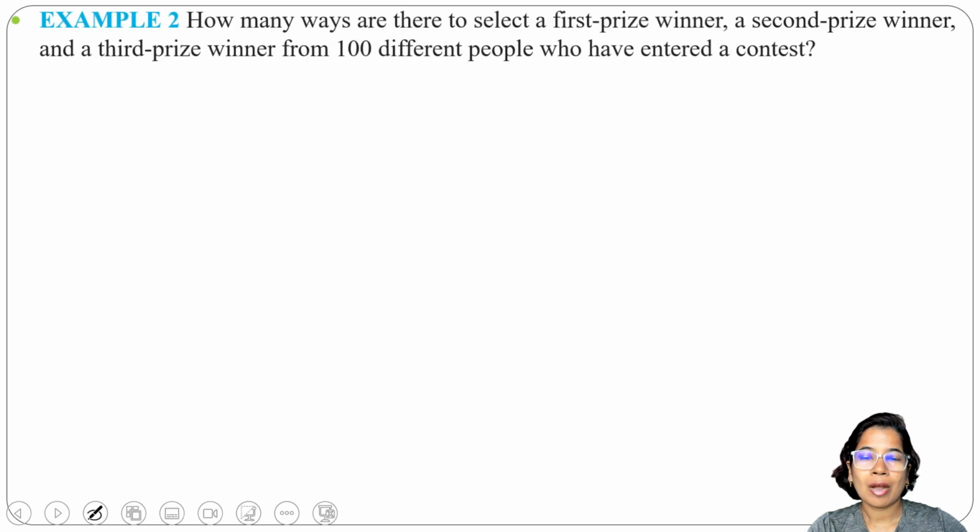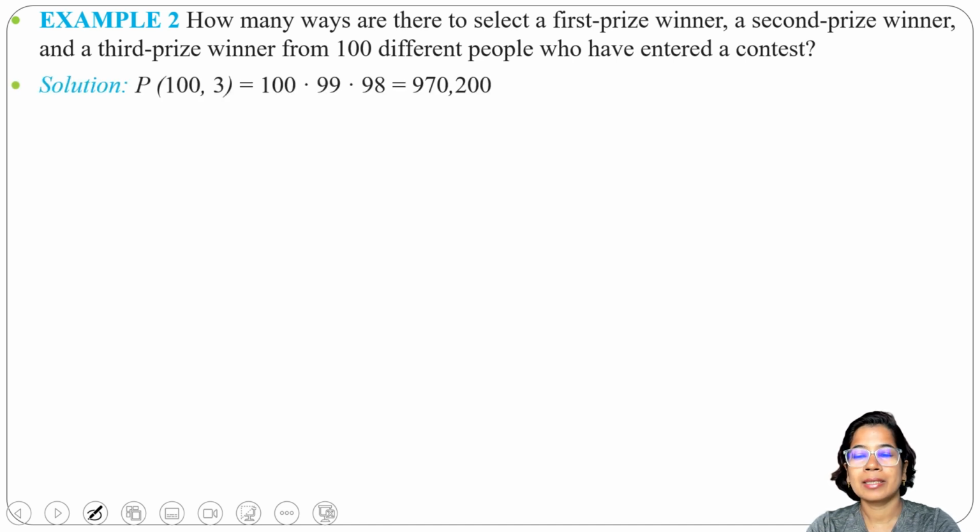Next, example 2. How many ways are there to select first prize winner, second prize winner and third prize winner from 100 different people who have entered in a contest? So there are 3 prizes, first prize, second prize and third prize, and we need to choose 3 people among 100 different people. So it will be P(100, 3). For first prize we can choose among 100 people. Then for second prize, already one is first, so we need to choose among 99 people, and for third we need to choose from 98 people. So 100 multiplied by 99 multiplied by 98, it's 970200. So this many ways we can give the award to 100 different people as first, second and third.